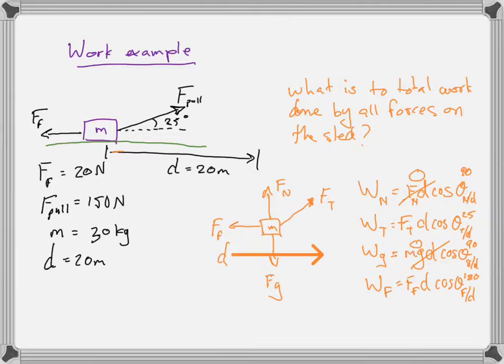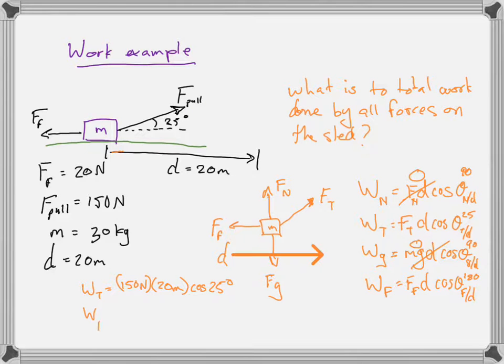You should have seen that already, that gravity and normal force don't do any work because they have no component in the direction of displacement. So all we have to calculate is the work done by the tension, which is the force of tension, 150 newtons, times the magnitude of the displacement, 20 meters, times the cosine of the angle between those two things, which is 25 degrees.